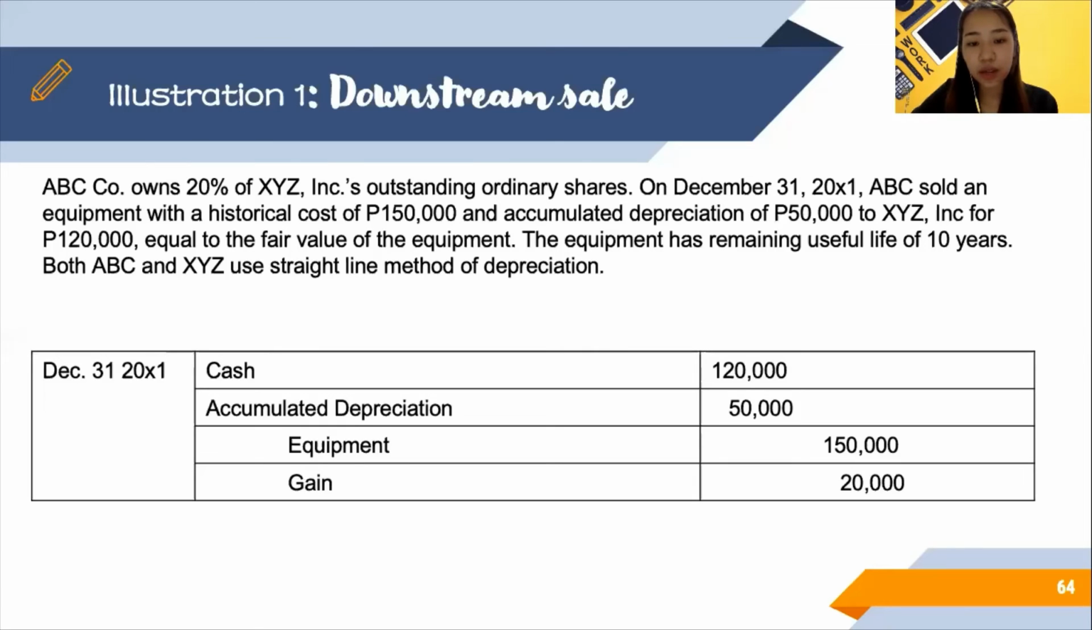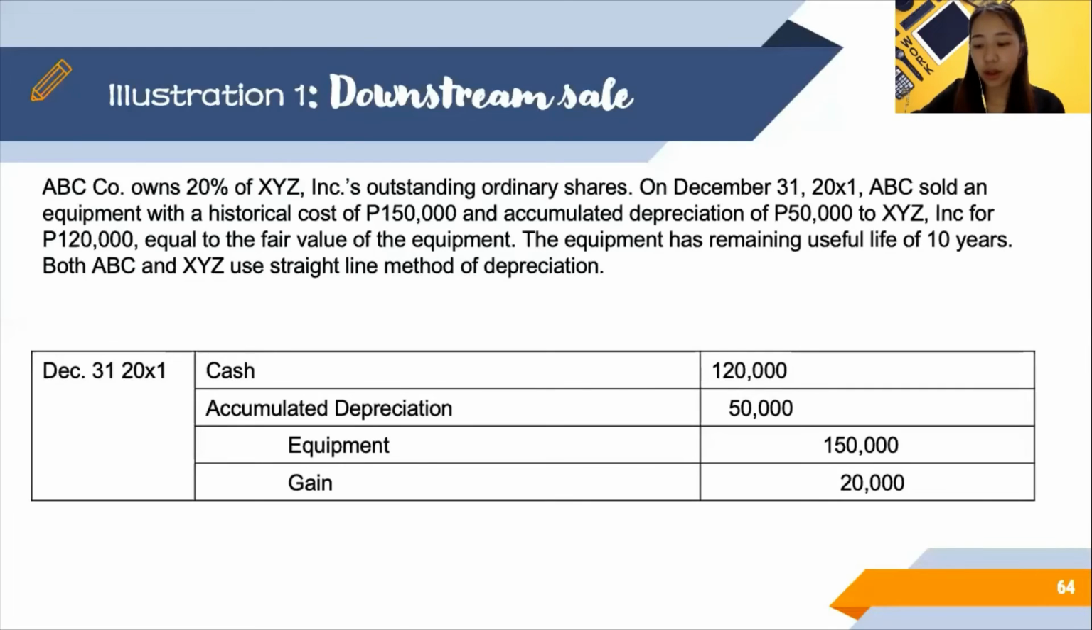Both ABC and XYZ use the straight line method of depreciation. So the entry to record the downstream sale on December 31, 20X1: debit cash of 120,000, debit accumulated depreciation 50,000, credit equipment of 150,000, credit gain of 20,000. So the gain on the intercompany transaction, we are going to eliminate the 20% of the ownership of the investor.